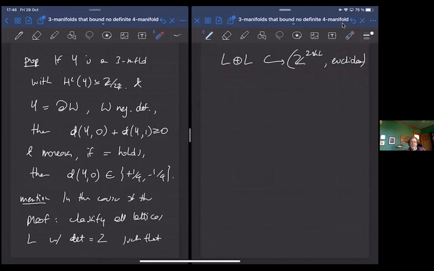What do you mean by classify? How explicit do you? So by classify, I'm being vague. I can tell you the answer. The answer is that L has to be diagonal.